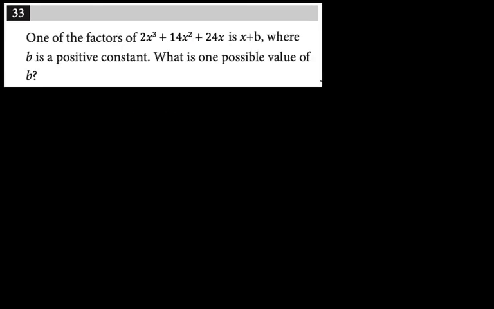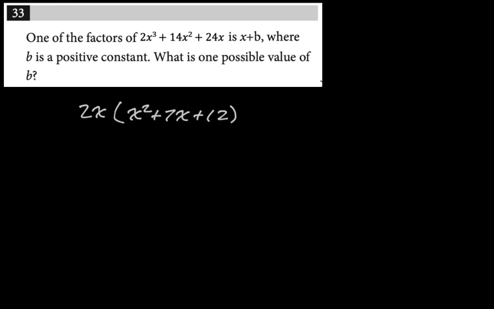All right, next up. One of the factors of 2x cubed plus 14x squared plus 24x is x plus b, where b is a positive constant. What is one possible value of b? My perspective on this is that I think I'm going to be successful if I algebraically manipulate this, but I don't think it's the best way. I look at it and everything has a 2 in it, everything has an x in it, so take out 2x. Then you have 2x times the quantity x squared plus 7x plus 12.